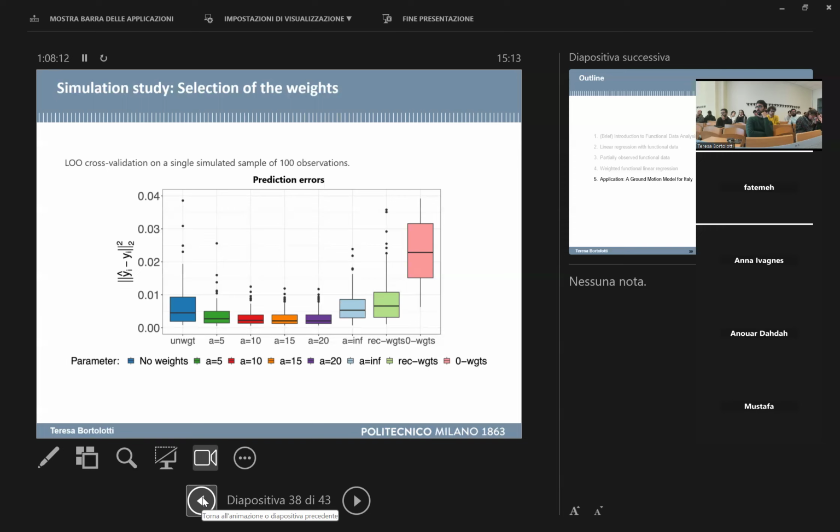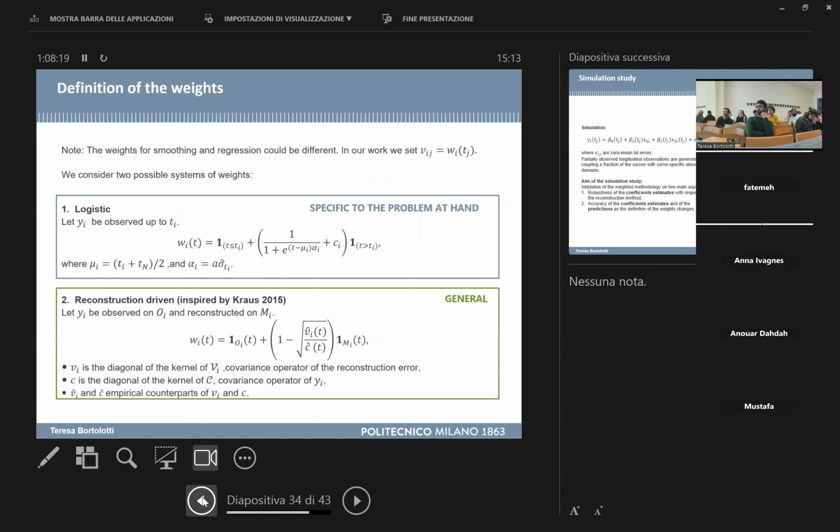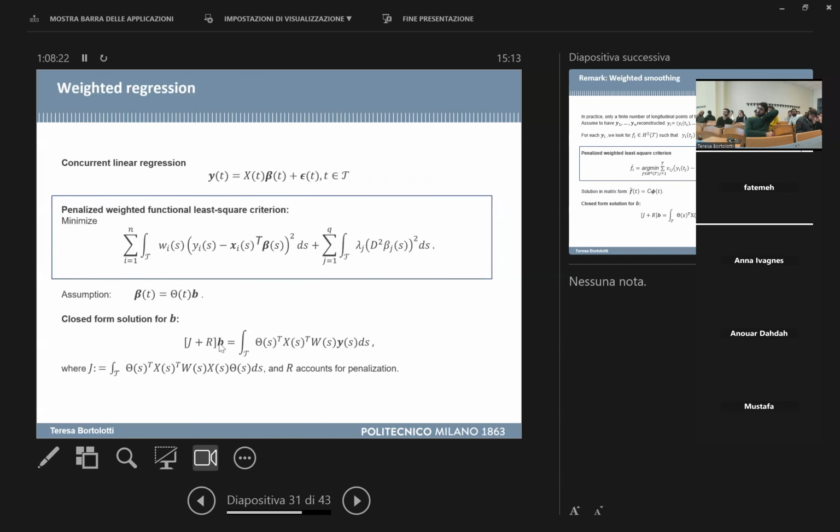So in the least square, what exactly are you doing? I'm changing the way in which you identify your regression coefficients, your functional regression coefficients, by including the system of weights here in the least square part of the entire minimization problem.